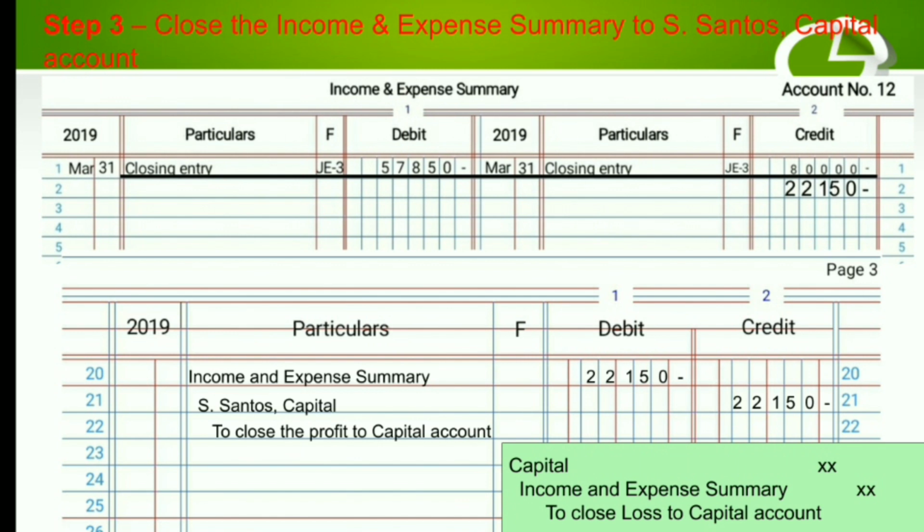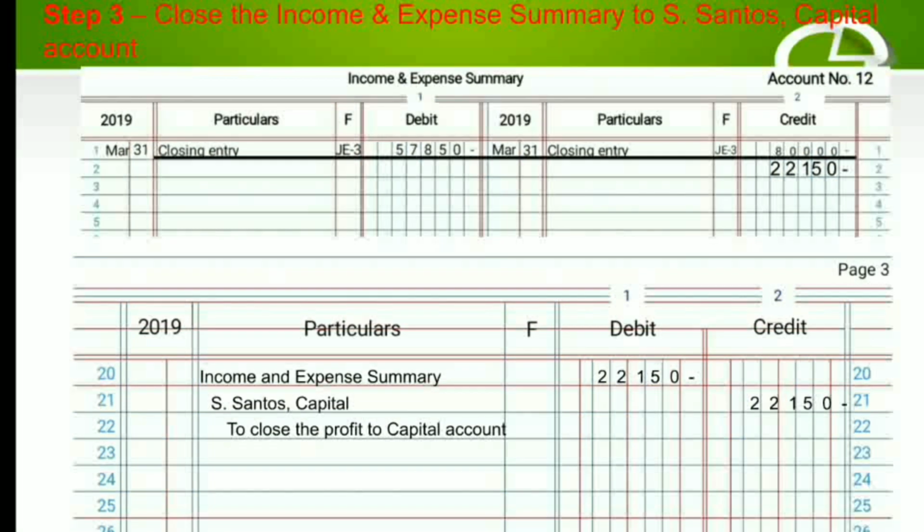And then the income and expense summary is being credited because when there is a loss, that means that the income and expense summary has a debit balance. So since it is in the debit, in order to close it, we need to credit the said account. Okay, so now we will be posting our third closing entry to its affected ledger accounts. And we'll start with the debit entry here in the general journal. We have income and expense summary of 22,150. So under its folio column, we will write GL12 since this will be posted to account number 12 of the general ledger.